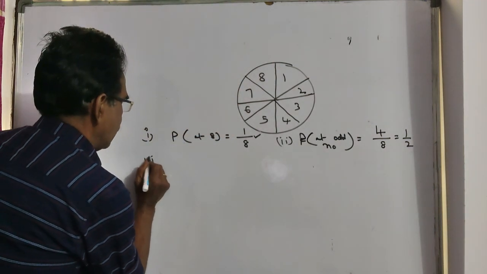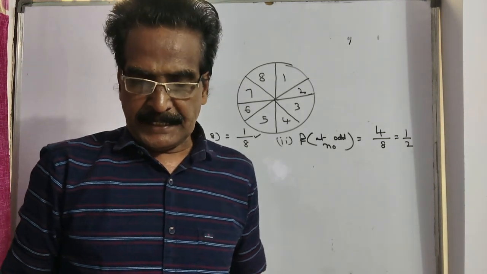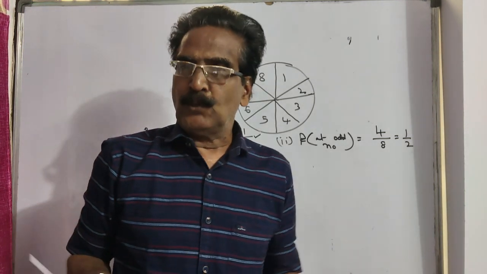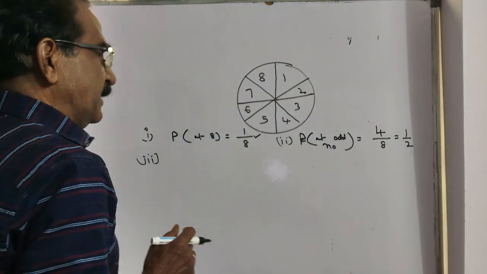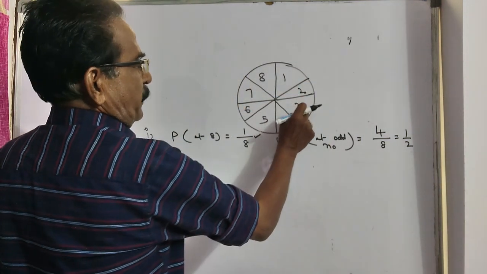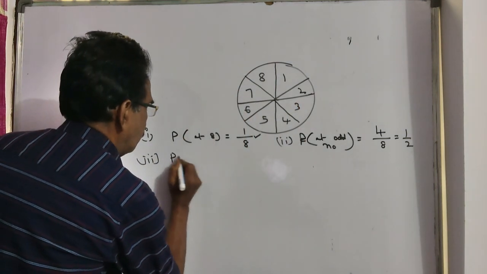And let us see the third question, friends. What is the third question? A number greater than 2. That it rests at a number greater than 2. So greater than 2 means 3, 4, 5, 6, 7, 8. We have 6 favorable outcomes.